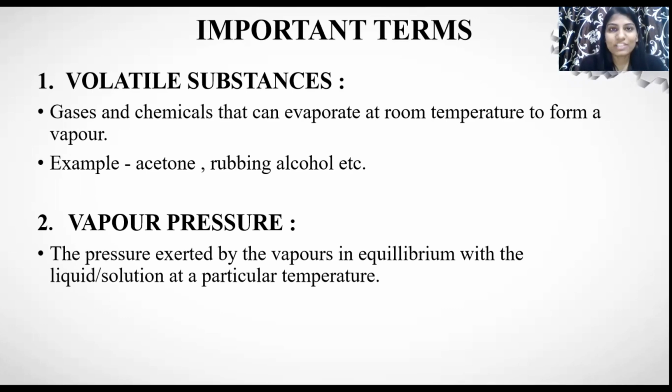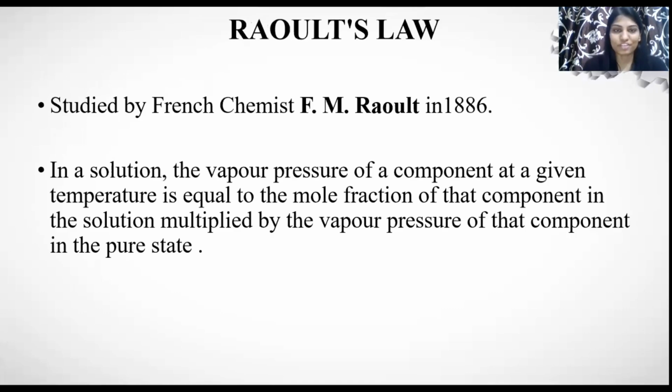Now, the second term is vapor pressure. The pressure exerted by the vapors in equilibrium with the solution or liquid at a particular temperature. When the volatile substance evaporates, its vapors collect. When equilibrium is maintained, those vapors exert pressure on the walls of the container and on the liquid layer. So that pressure is known as vapor pressure.